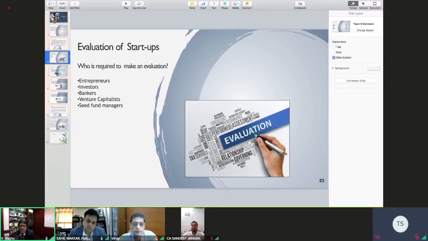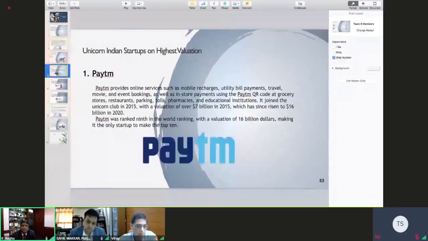Venture capitalists, I think our speaker today, Vinay, would throw more light on how venture capitalists look at startups, because they also need to value the startups. Seed fund managers too. So each of the stakeholders has different ways of evaluating a startup. As a result, evaluating startups has become very, very important.